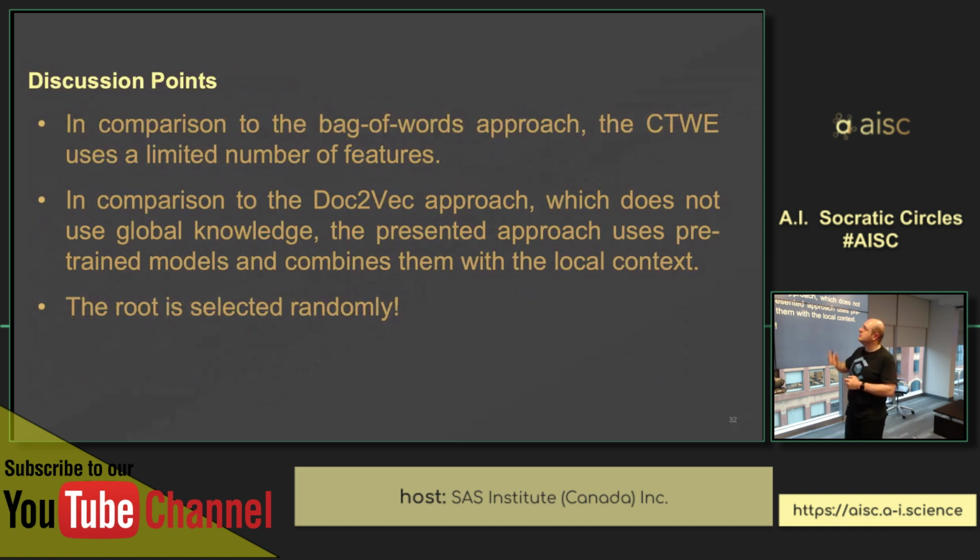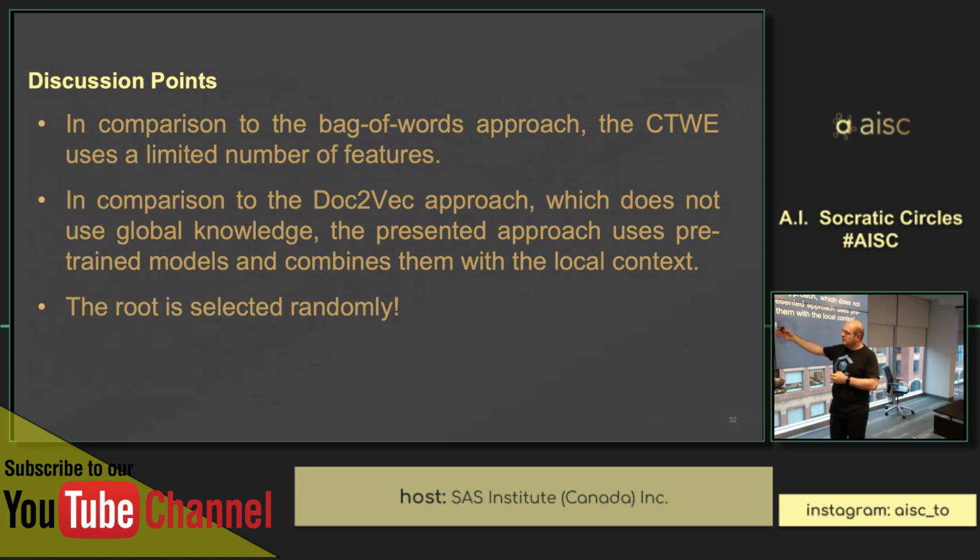For discussion, we can say that in comparison to bag of words, it benefits from the word vectors, whose dimensions are reduced dramatically. And in comparison to doc2vec, which is not using the pre-trained knowledge and pre-trained model, this approach is much cheaper in terms of complexity, because doc2vec should be trained for each document and every time it needs to be trained.